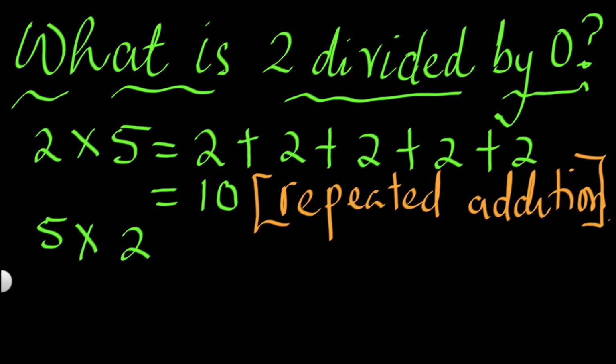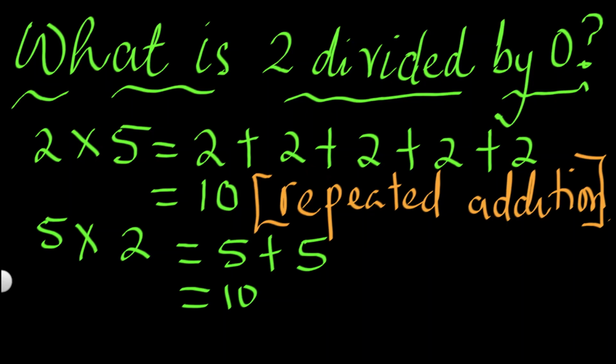times 2, I am saying 5 plus 5, which gives us 10. Again, we are repeatedly adding 5 two times. In the first case, we repeatedly added 2 five times. This is what it means when we're doing multiplication. So we can conclude that multiplication is actually repeated addition.